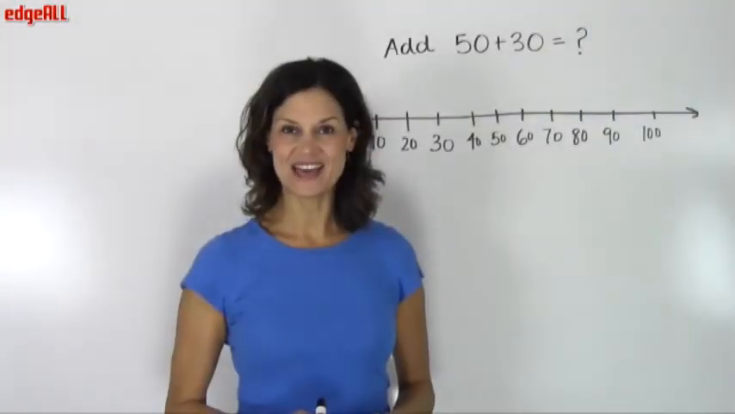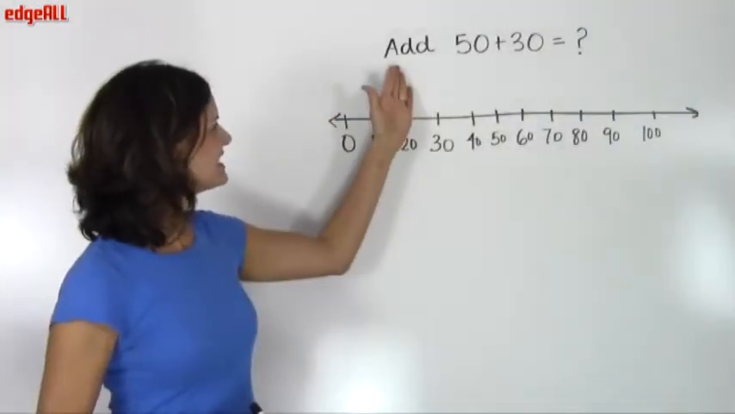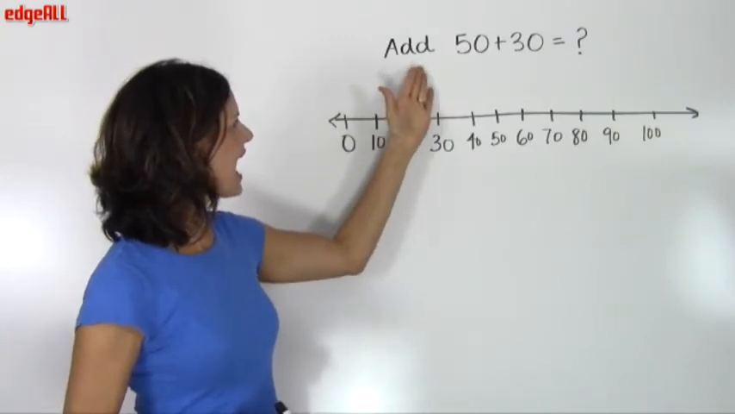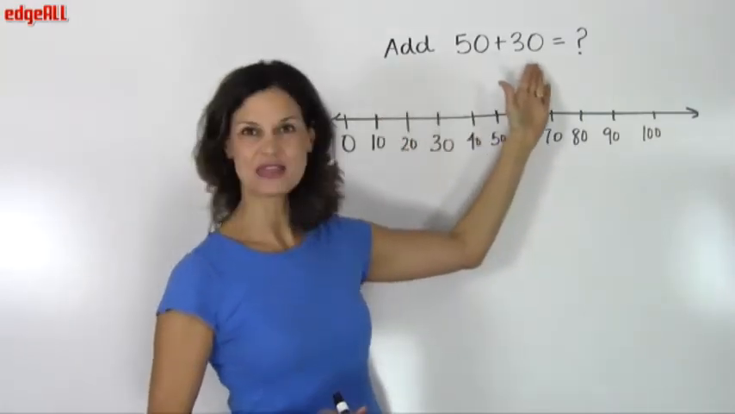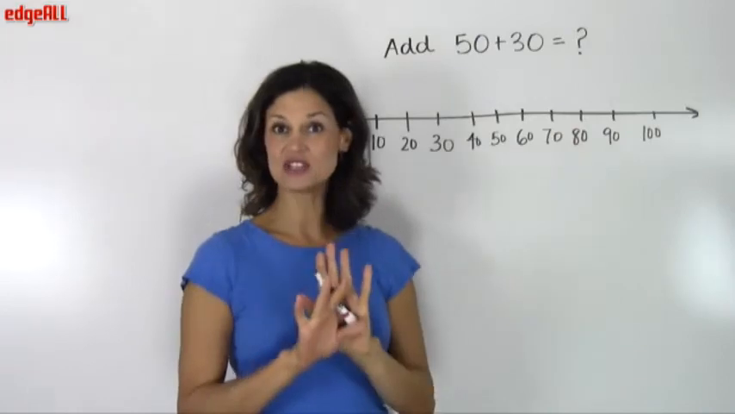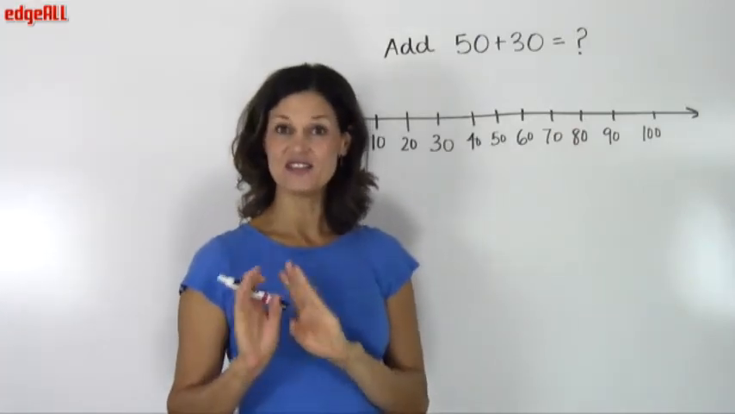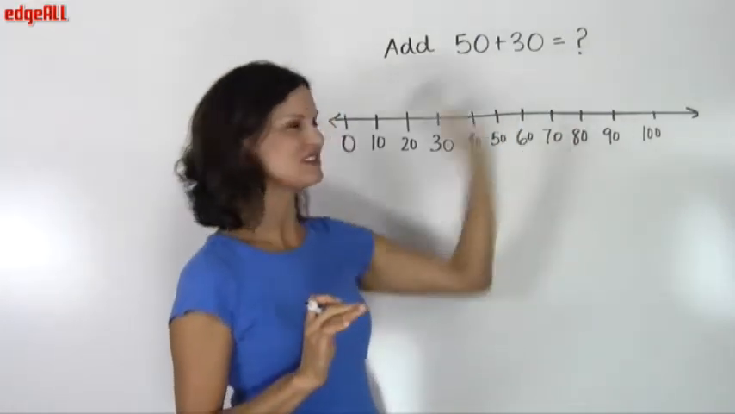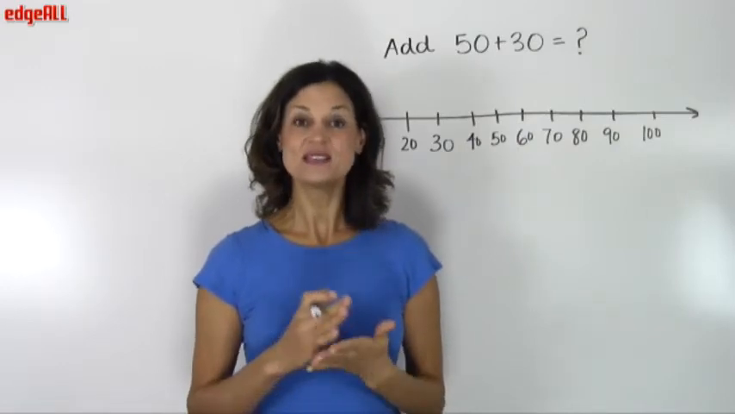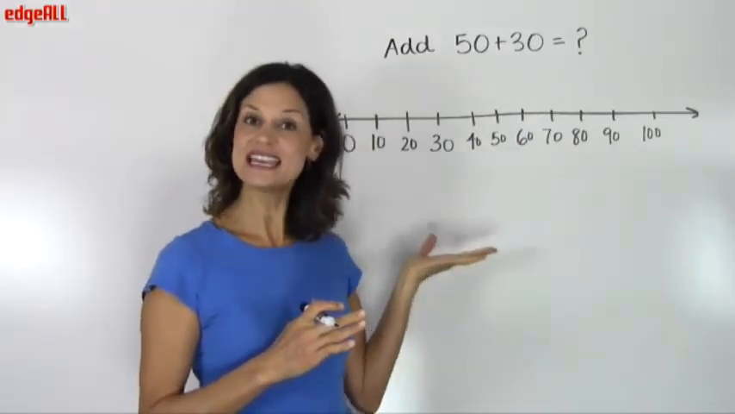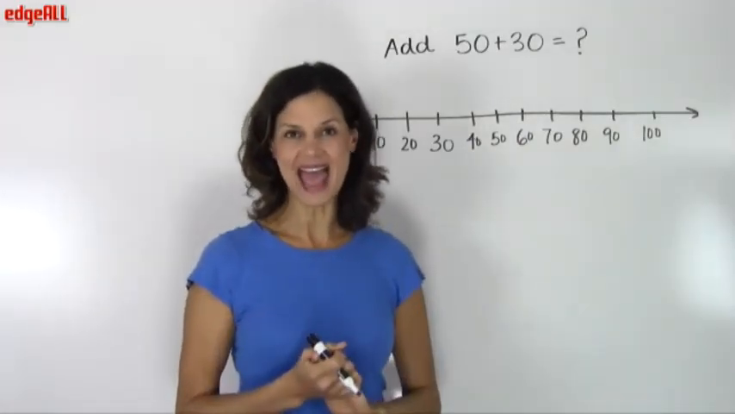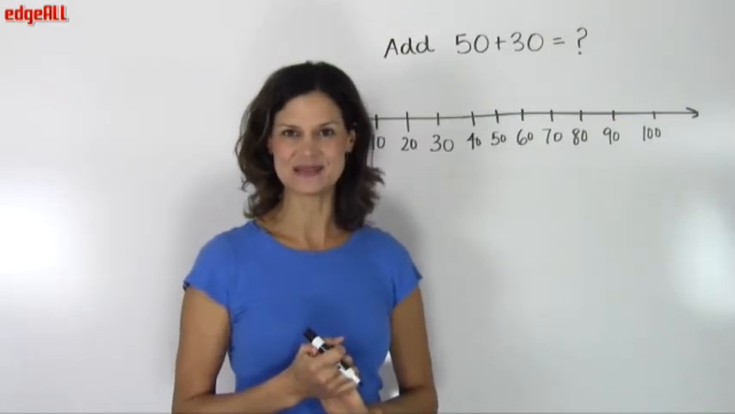Let's look at another example. In this case, we are asked to add 50 plus 30. So again, we're adding two tens together. 50 plus 30 equals what number? We can also use a number line to help us add when we're adding tens.